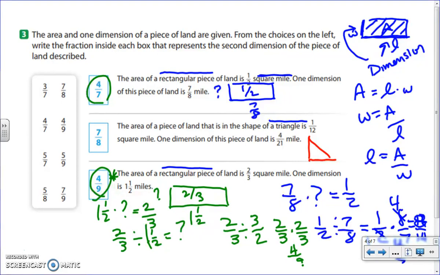Anyway, it says that the area is 1/12. That's how much space fits inside the triangle, and one of the dimensions, we're going to put that next to the right angle. We're going to call this one 4/21, and so I know 4/21 times something must equal 1/12. To figure out what that is, I can say 1/12 divided by 4/21 should tell me what I need to multiply it by to get back to 1/12. So keep change flip, 1/12 times 21/4. You can multiply straight across to get 21/48.